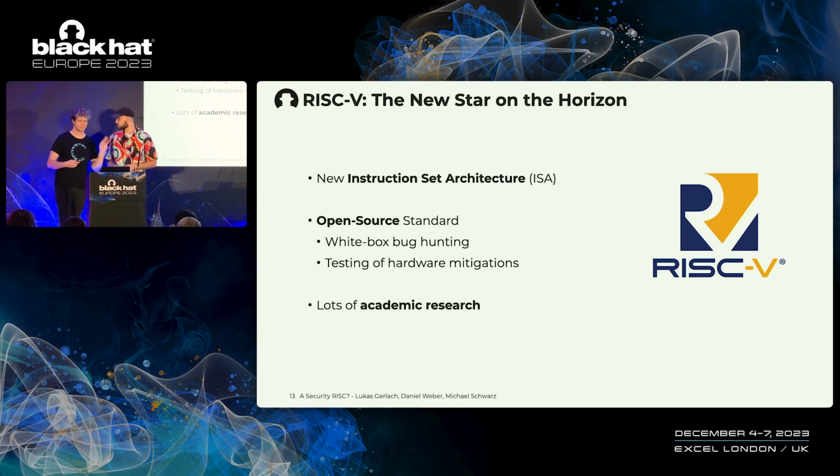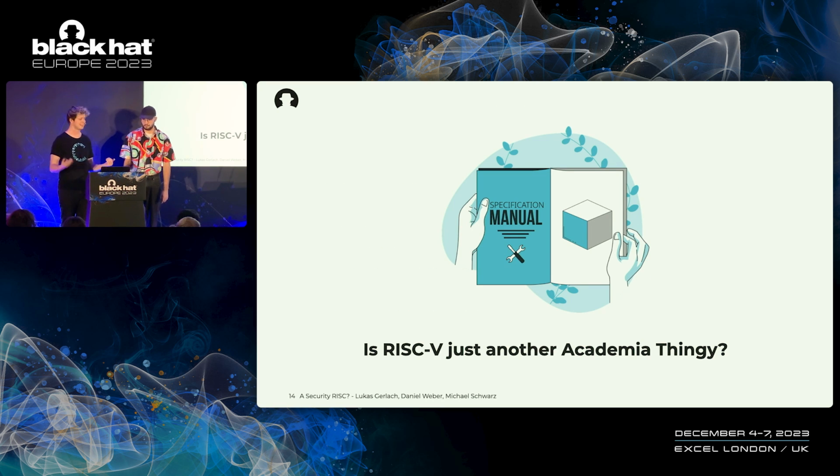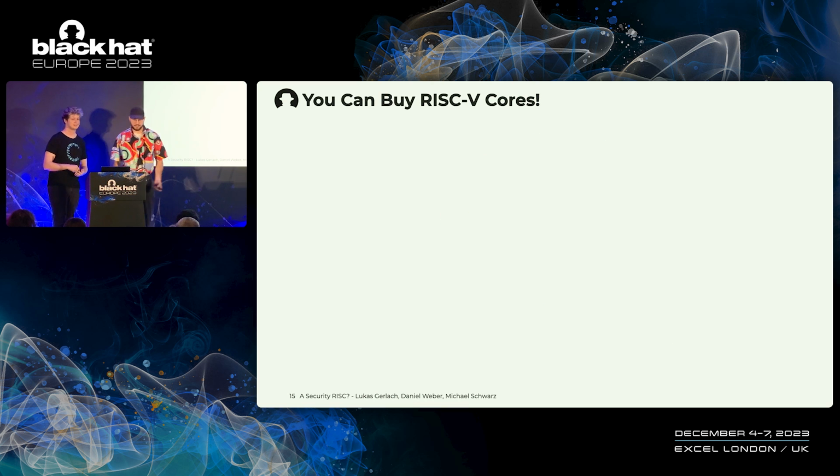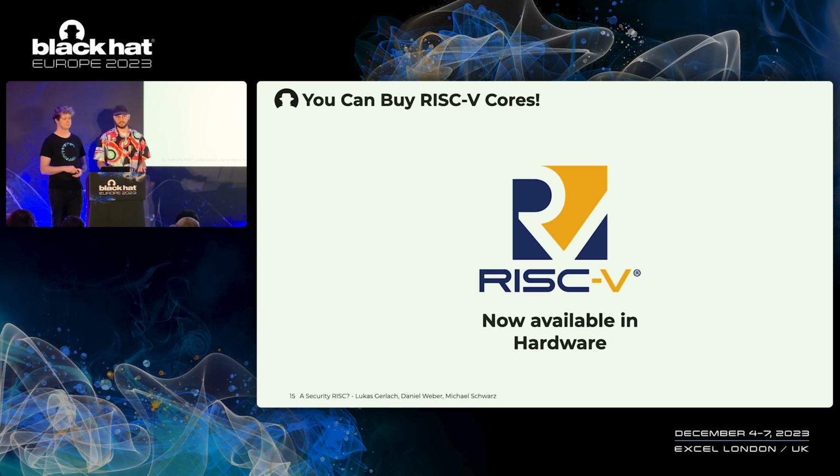Okay, but wait there. Academia, that's nice, and we're academics after all, but do we really care about academic things? Intel, AMD, ARM, we see these things, but RISC-V, is that just another academia thingy? Do we really care about that? Should we? It turns out that you can actually buy RISC-V cores. So it's not only an academia thing after all. The first RISC-V cores are just coming up right now. And now we have available cores that we can actually buy in hardware. And this is the target of the rest of our talk.